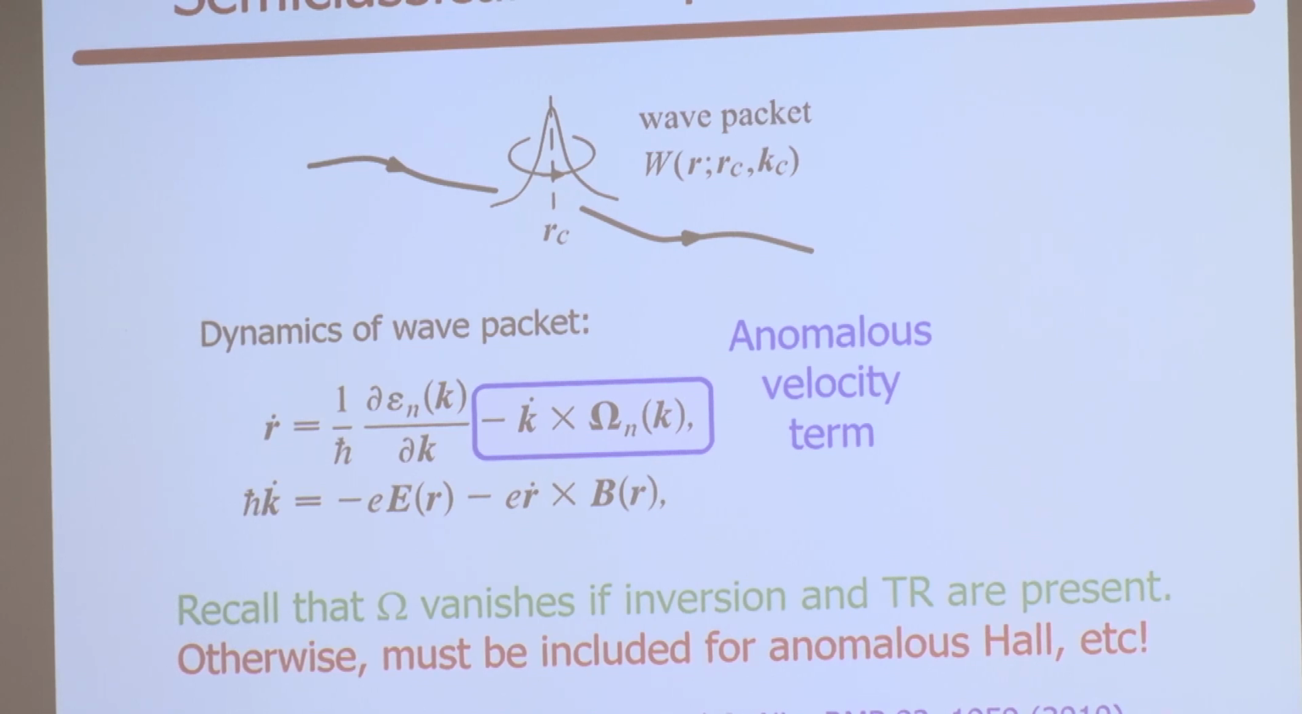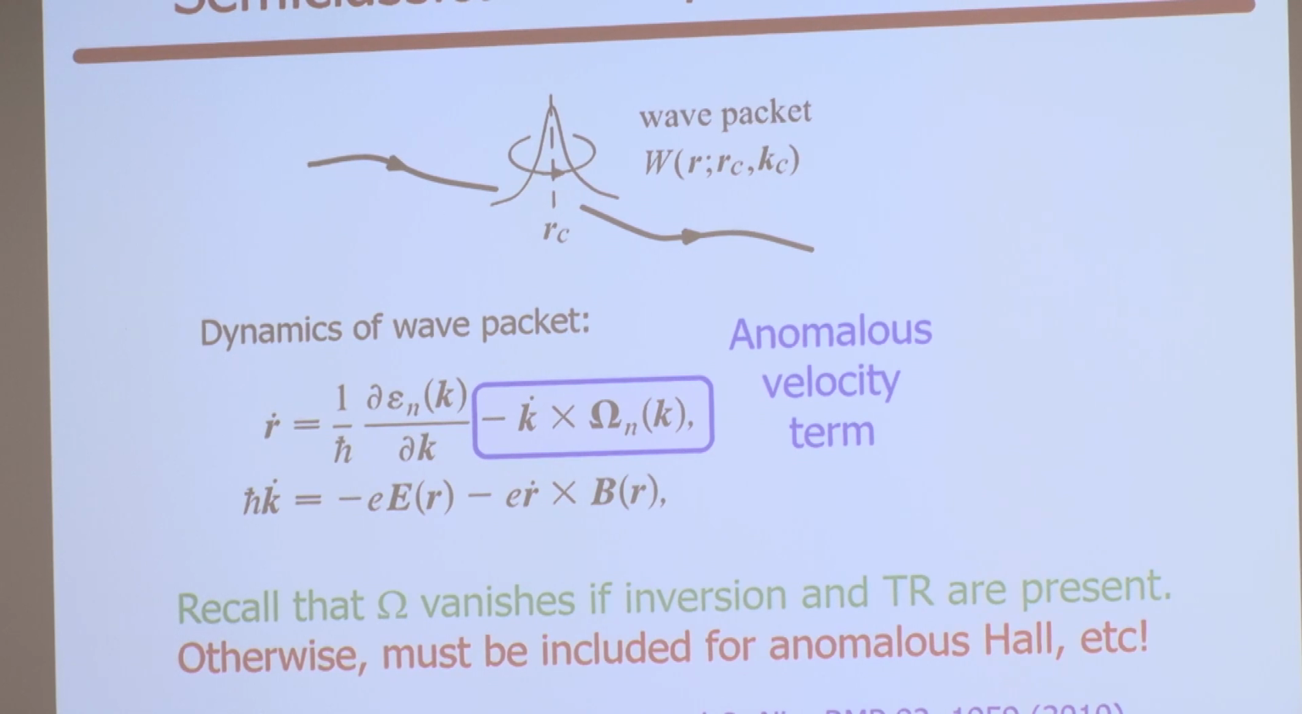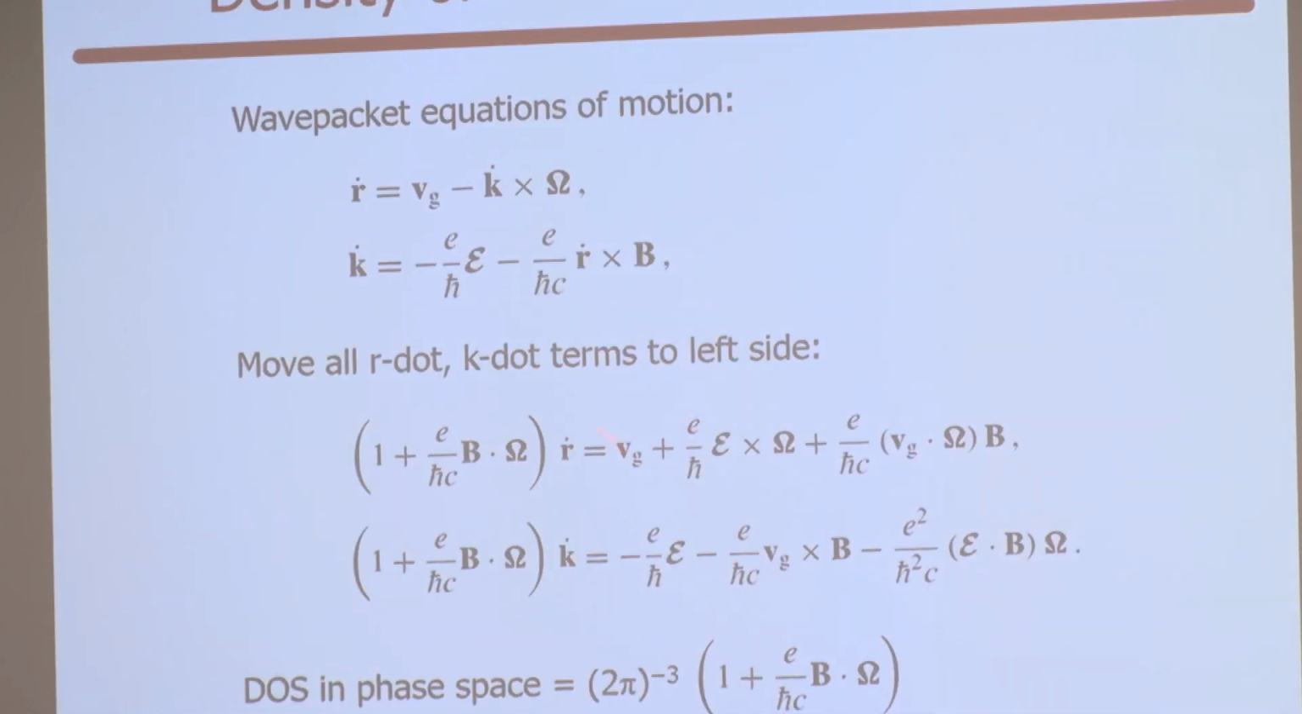There's a good review of this from 2010 by Xiao, Chang and Niu that I recommend, that talks about the anomalous velocity and the role that it plays in various physical phenomena. But this is basically what's needed.